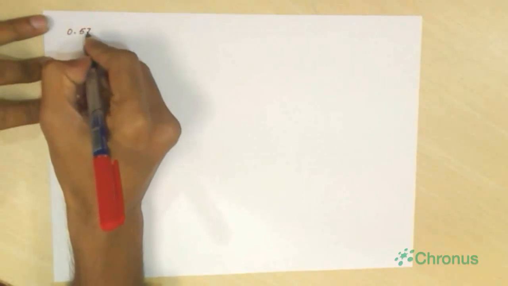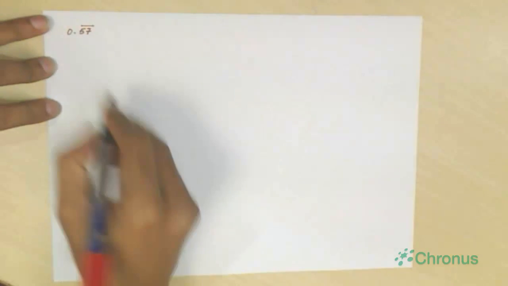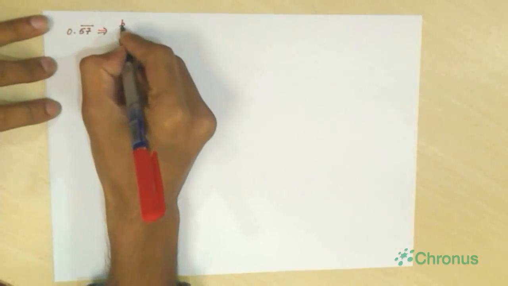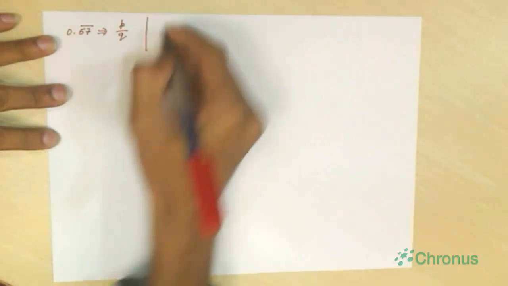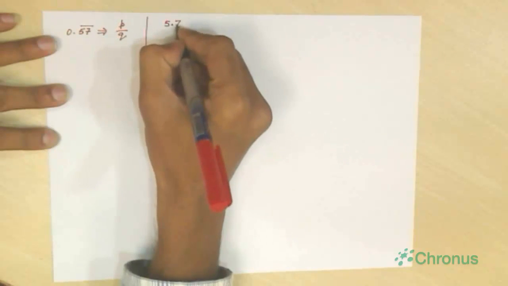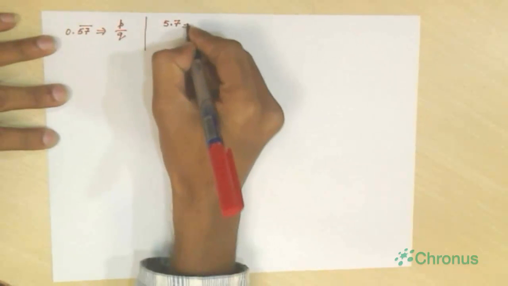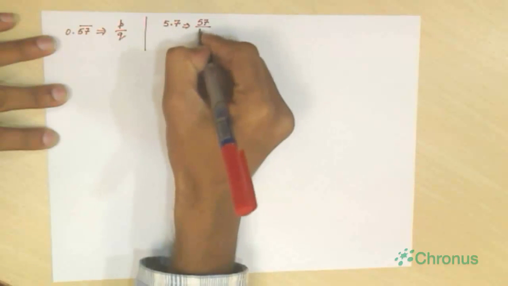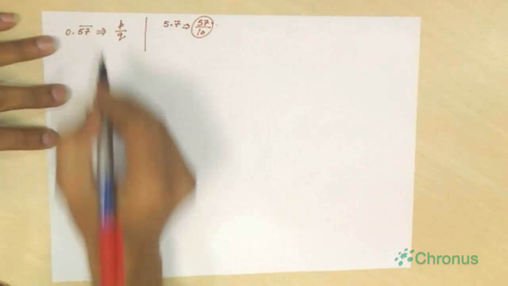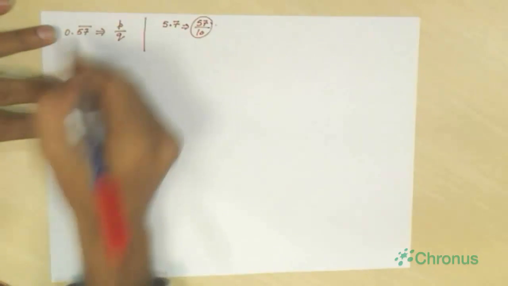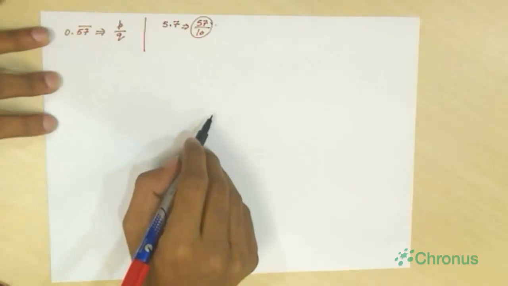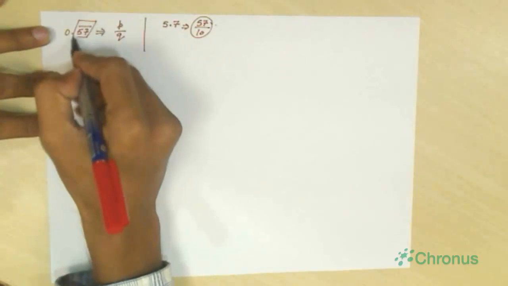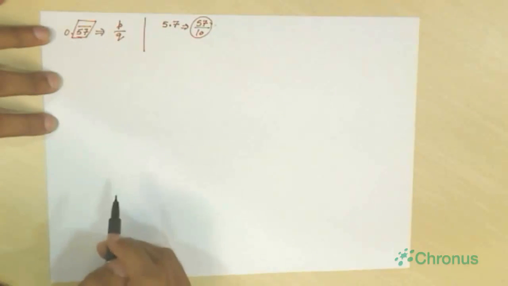Now let's say we have 0.57 bar. So we need to convert this into a fraction of the form p by q. Suppose we have a decimal of the form 5.7, we can easily express it in the form of 57 by 10. The problem we are having here is that the decimal part is recurring forever. So that's creating the problem. So if we can get rid of this recurring part, then we can easily convert it into a fraction.